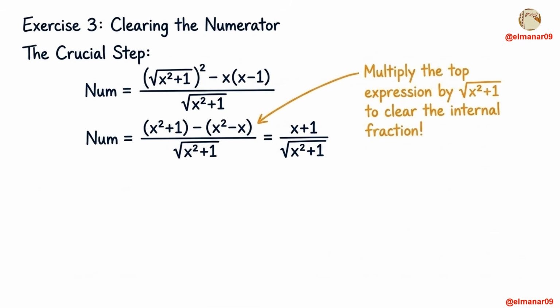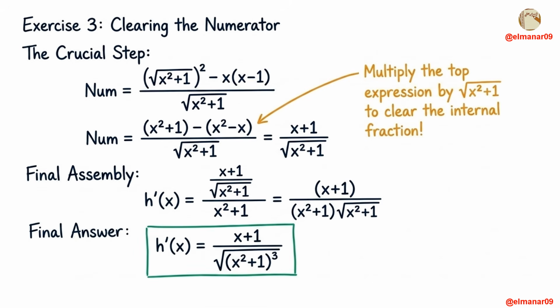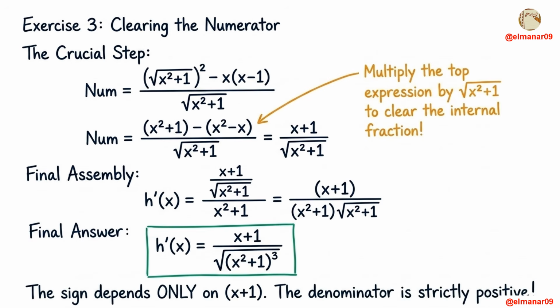1 over the radical. Now, for the final assembly, we put this back over our original v squared, which is just x squared plus 1. By combining the powers, our final answer is h prime of x equals x plus 1 divided by the square root of x squared plus 1 cubed. Now look how easy this is to study. The denominator is always positive, so the sign of the whole derivative depends only on x plus 1. Mastery achieved.